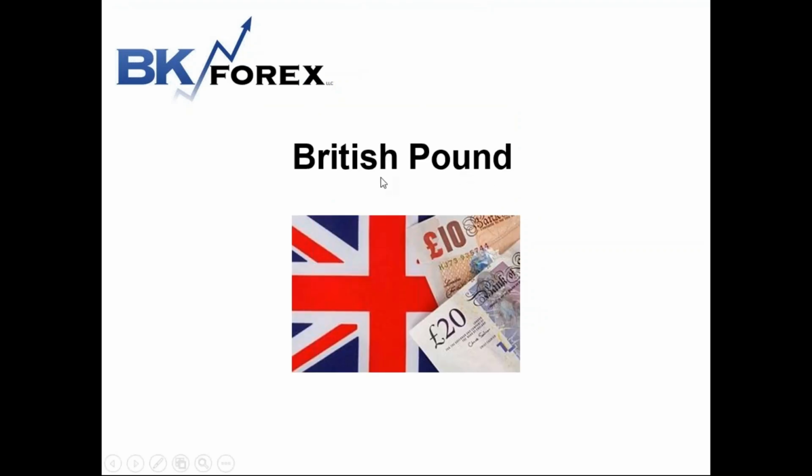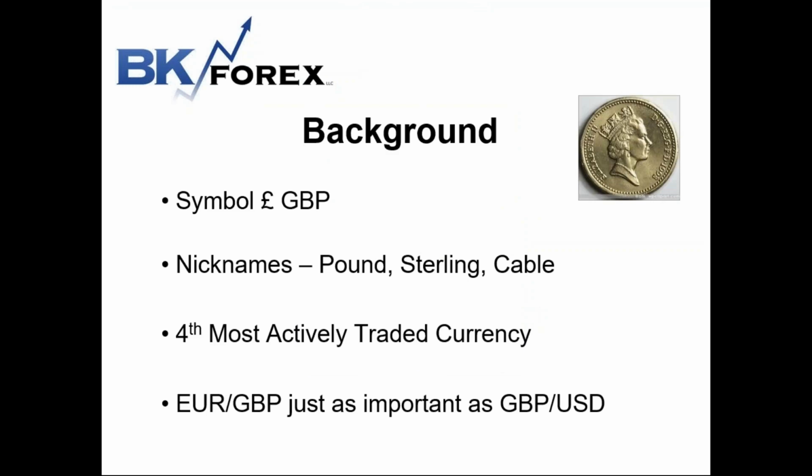Next up, the British pound. The symbol is GBP. Its nicknames are pound, cable, or sterling. It has three nicknames because, first of all, it's one of the oldest currencies. And there used to be a transatlantic cable that connected dealers between the UK and the US, and that's why they called it cable. And pound comes from British pound, and sterling comes from pound sterling.